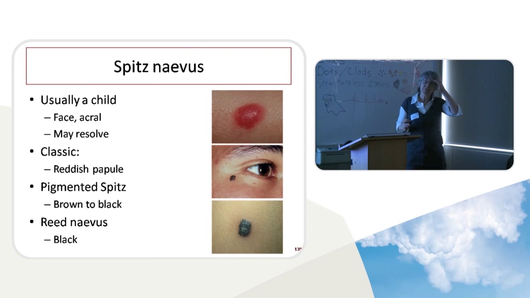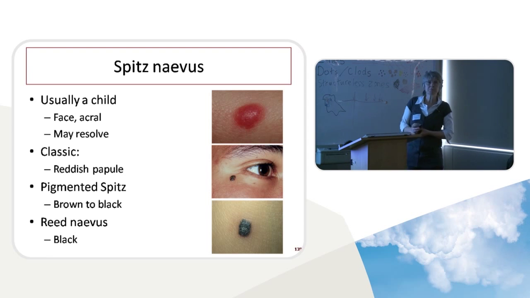A Spitz nevus, a Reed nevus. So a Spitz nevus is an odd-looking mole, and it's usually solitary, so they look different. And they can be pink or they can be dark, and they can be flat or they can be papular. But they look different from the child's other moles, and we would expect them to be referred to a pediatric dermatologist, or if you don't have a pediatric dermatologist, a dermatologist for assessment.